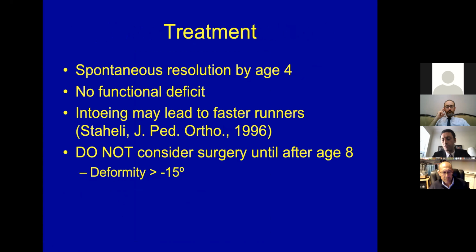And the treatment, most of the time, you don't have to do anything. Spontaneous resolution is the majority of patients, by the age of 4, with no functional deficit. Some people say it's an advantage, that it can cause the kid to be fast and running, but most of the time it compromises the kid's activity. And that's why the parents present to the orthopedic surgeon to do something for the deformity.